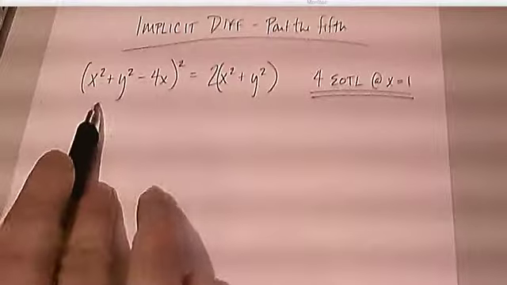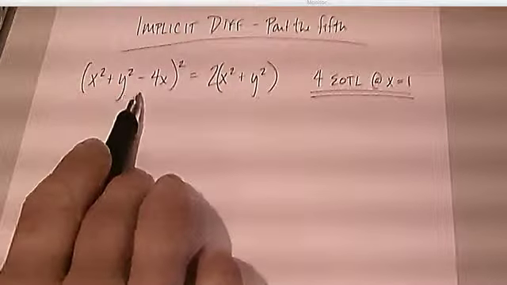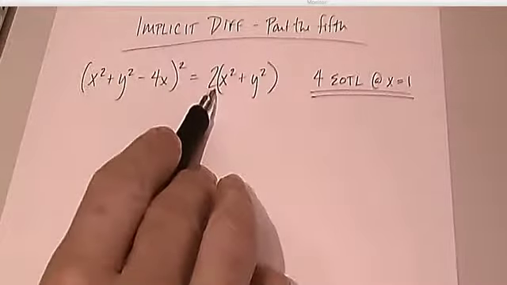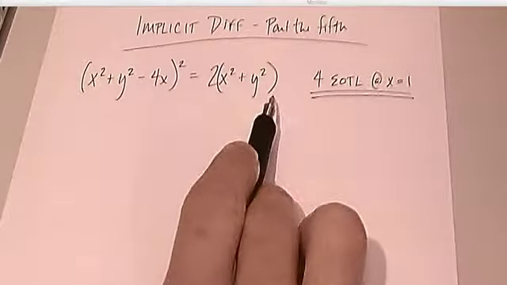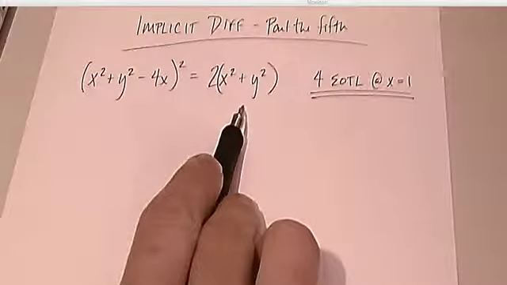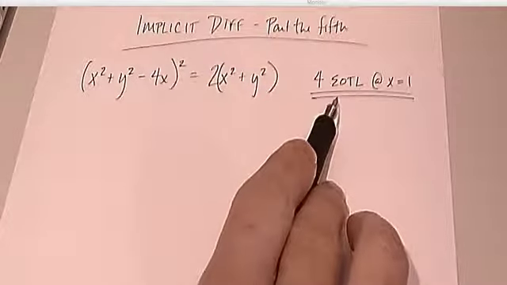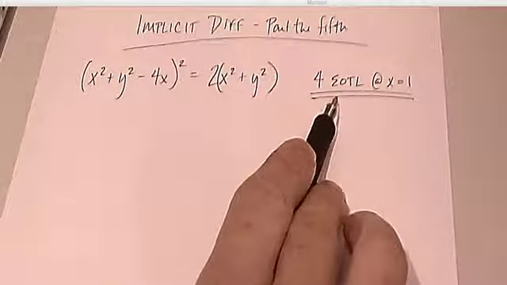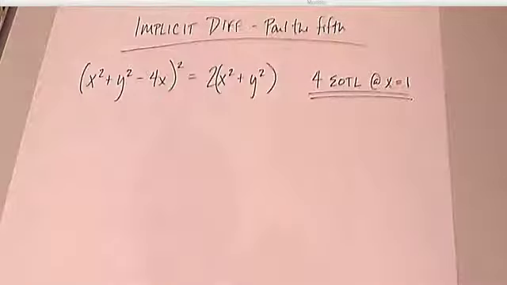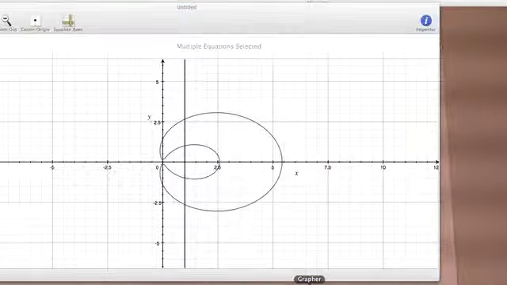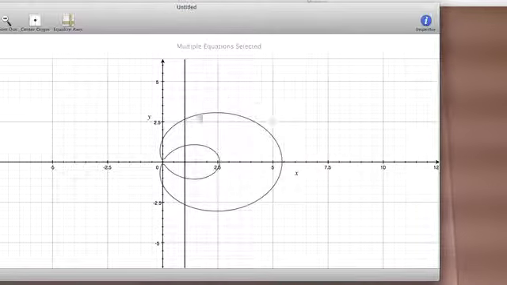This is the equation right here: (x squared plus y squared minus 4x) squared is equal to 2 times (x squared plus y squared). Now, this is what is called the limaçon of Pascal. Okay? There are 4 equations of a tangent line at x equals 1. And let me go ahead and show you that. Okay? This is the limaçon. That is x equals 1. And notice that x equals 1 hits the limaçon in 4 different places.